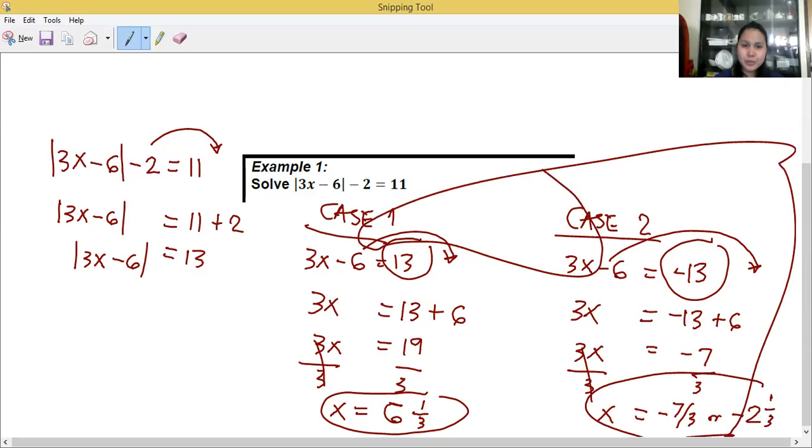Now, how will you write your final answer? You write it just with braces, like this one. The answers are -7/3 and 19/3. This is now your answer. Do you have questions?